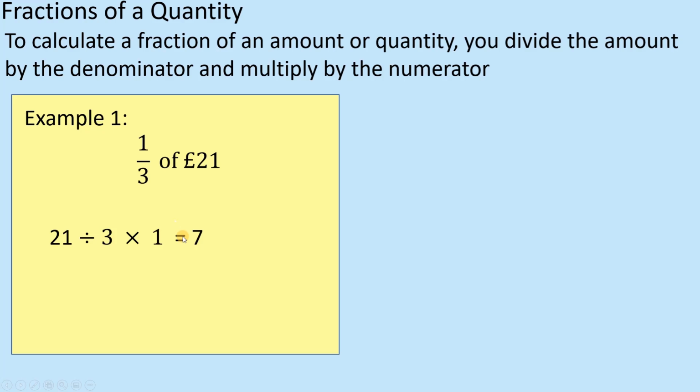Alright, some of you might think, well, I know what a third of 21 is, I'll just divide it by 3. And again, that's absolutely fine. But in terms of other things, in terms of getting more complicated, then we need to have a process in place. Alright, so a third of 21 is 7.